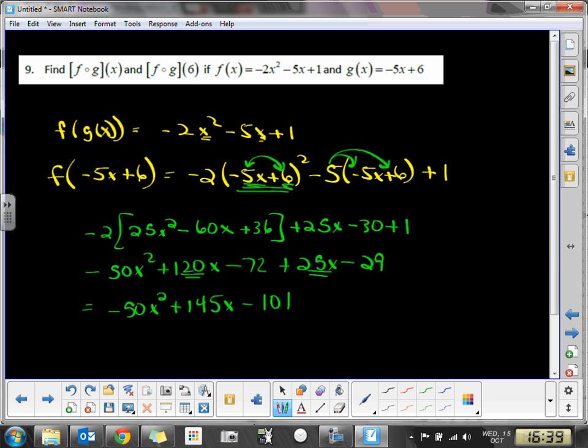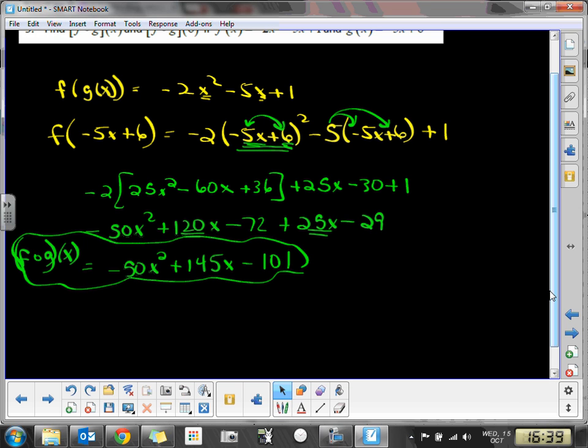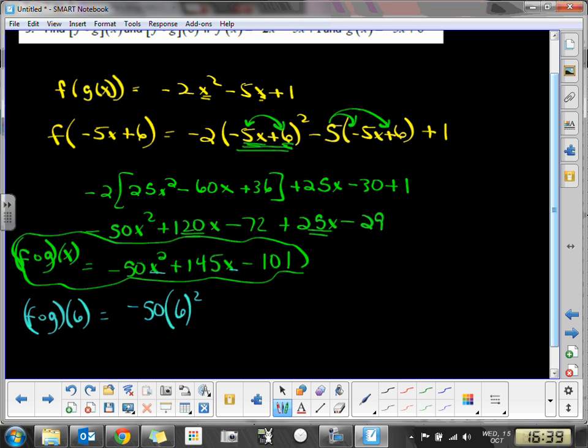And this represents our composite of f of g at any input that we want to put in there, x. So there's my first response. This is the composite function. The next thing I want to do is find the value of this composite function, f of g, at 6. So I'm going to put in 6 in place of x. So it's negative 50 times 6 squared plus 145 times 6 minus 101.